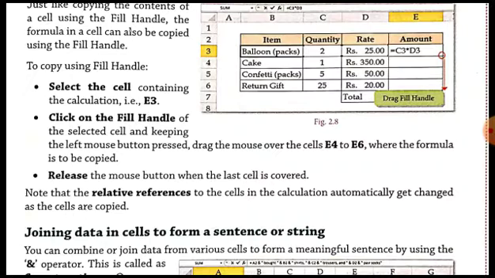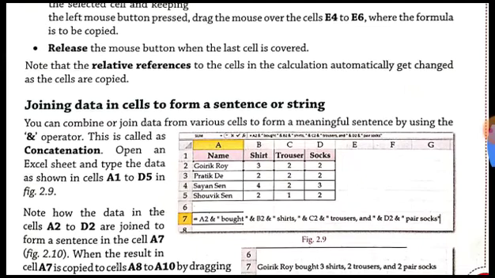Okay, now joining data in cells to form a sentence or a string. If you have data in different cells and you want it to form a sentence or a string, how can you form a sentence? By joining the different data in the cells. So how can you join the data? By using the concatenation operator, or the AND operator.